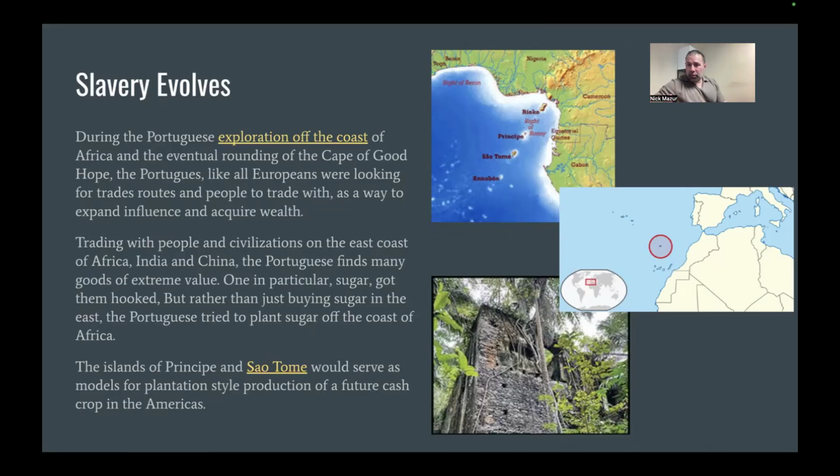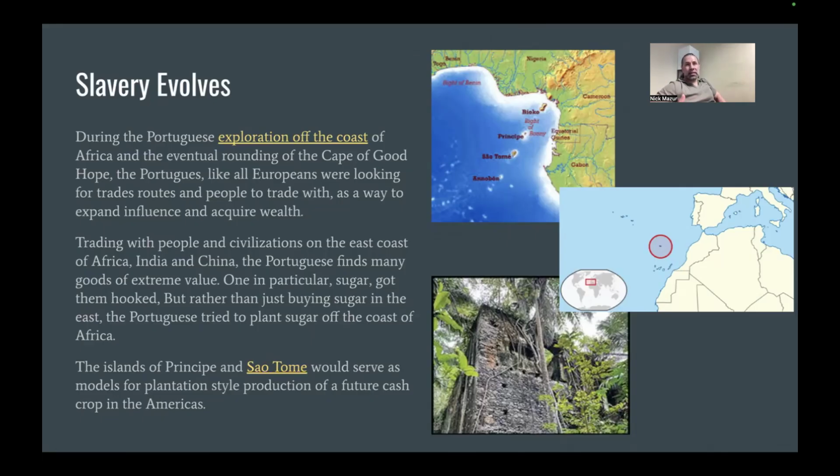And if any of you know anything about sugar production, it's very labor intensive, right? The sugar grows in these extremely high canes. It requires physical labor to chop, to pile, to bring in. You have to crush the sugar cane, extract the juice, and boil it to extract the crystals and everything else, right? This is extremely labor intensive. And so the Portuguese begin to try to figure out this system on the islands of Principe and Sao Tome.